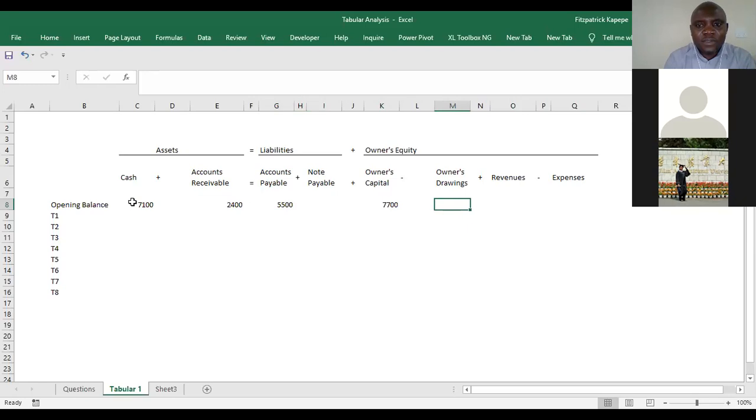Owner's drawings. Obviously there's nothing. Revenues, obviously these you can't have, because you can't have an opening balance on revenues or expenses. But there was supplies. Where does supplies fall? Supplies is under assets.